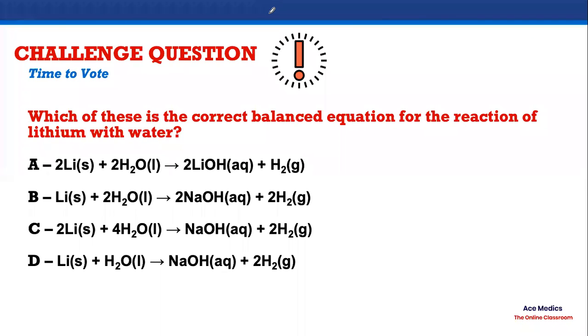All right. Okay. So we're going to do one more practice of a balancing equation, and then we are going to move on to endothermic and exothermic reactions, okay? So I'm going to give you guys a couple more seconds for this poll, but can you tell me which of these is the correct balanced equation for the reaction of lithium with water?